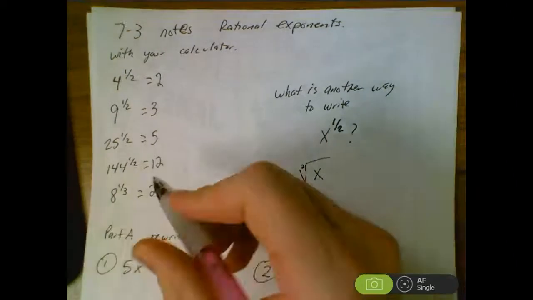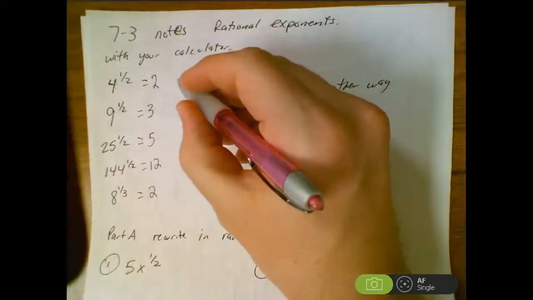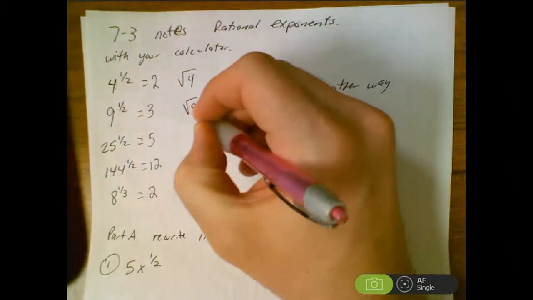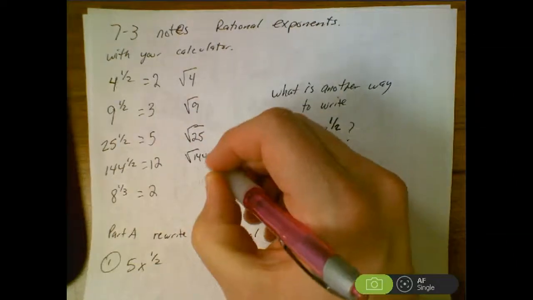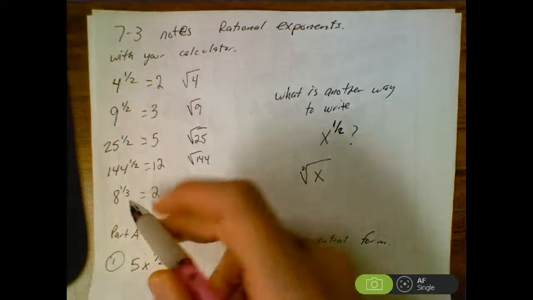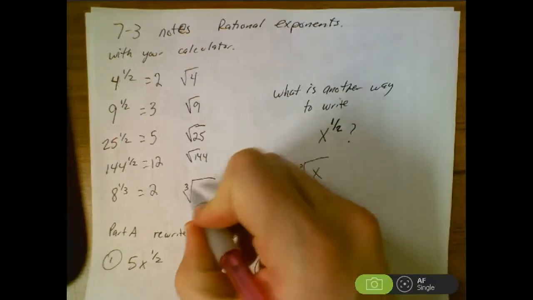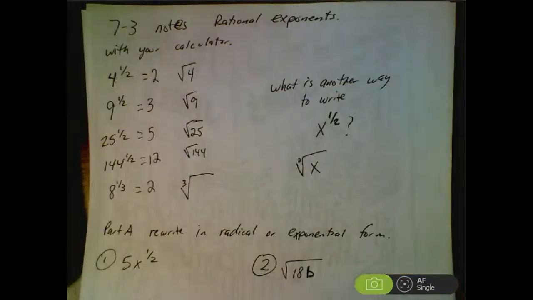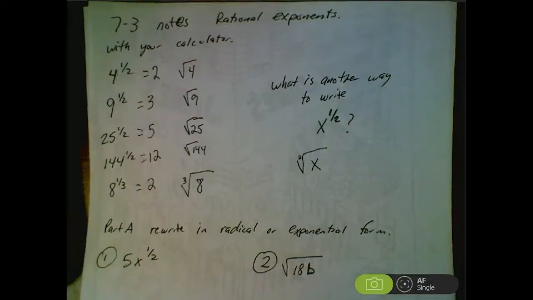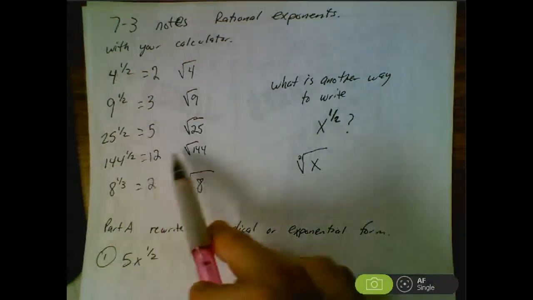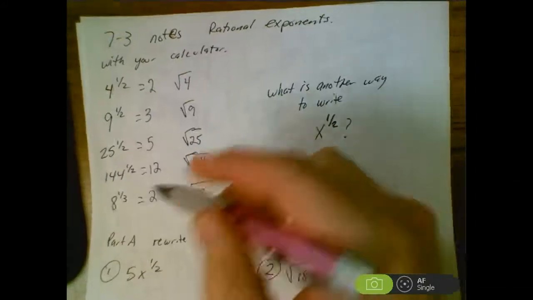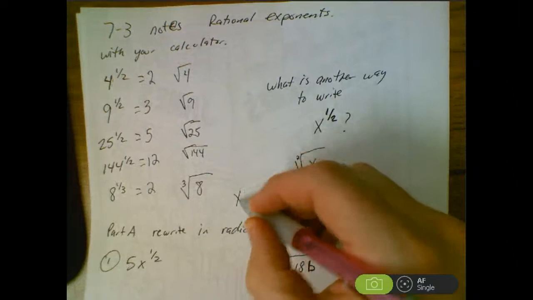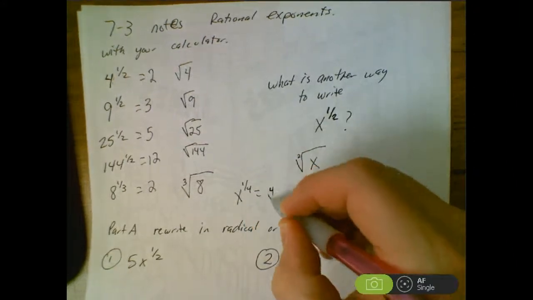This can also be written as, so if we go down the line here, square root of 4, square root of 9, square root of 25, square root of 144. And then this last one's tricky because there's a 3 there. So we have to put a little 3 inside that little spot there, the cube root of 8. So 1/2 is square root, and 1/3 is cube root. If we have to the 1/4 power, so if it's x to the 1/4, we would get a little 4 in that box.